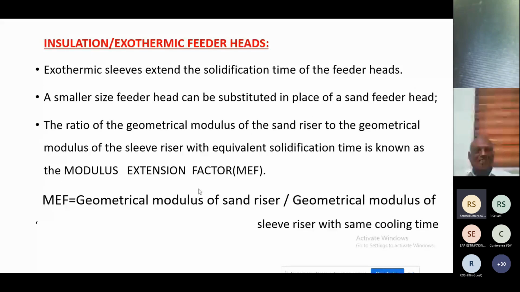Insulation or exothermic feeder heads. Exothermic sleeves extend the solidification time of the feeder heads. A smaller size feeder head can be substituted in place of a sand feeder head. The ratio of the geometrical modulus of the sand riser to the geometrical modulus of the sleeve riser with equivalent solidification time is known as the modulus extension factor. MEF is equal to the geometrical modulus of the sand riser divided by the geometrical modulus of the sleeve riser with the same cooling time.